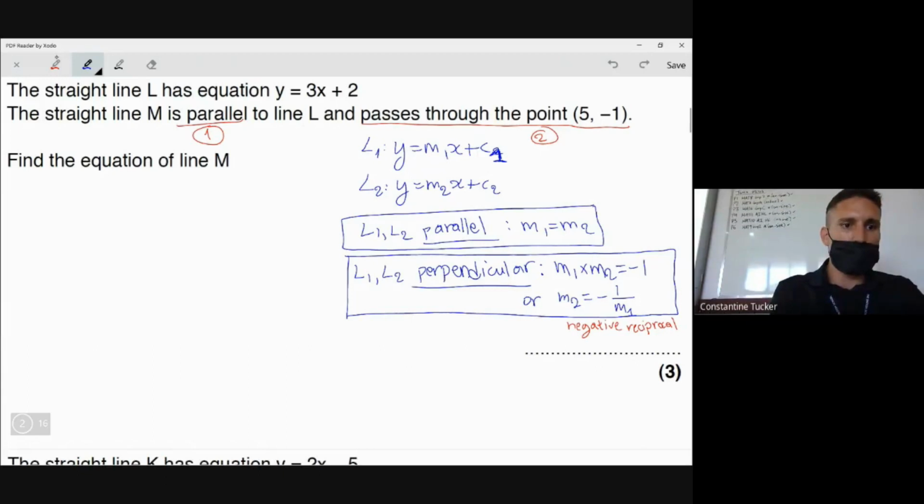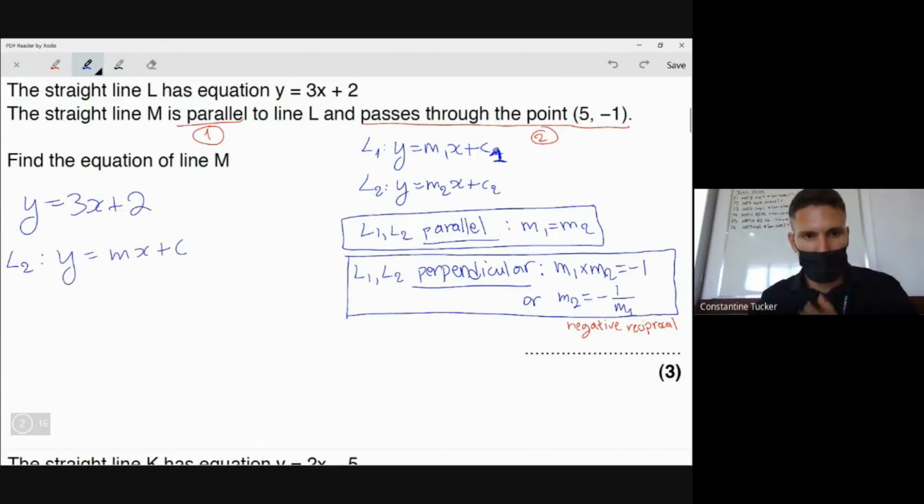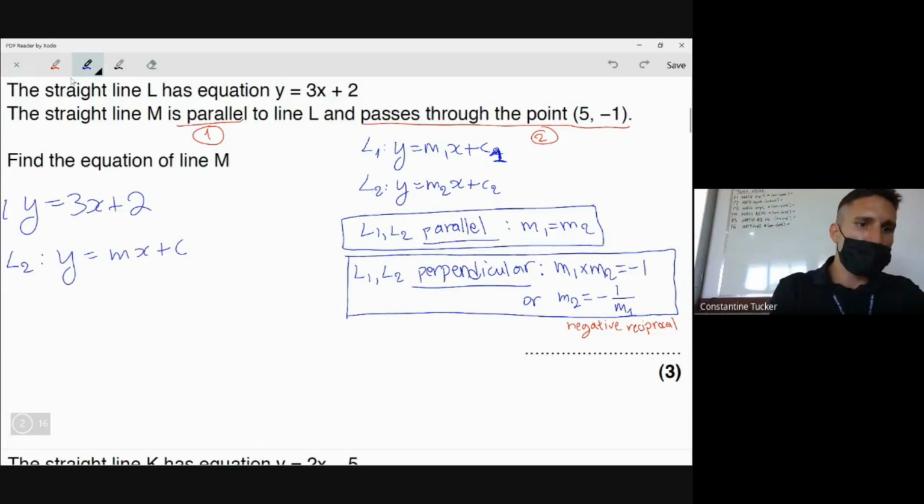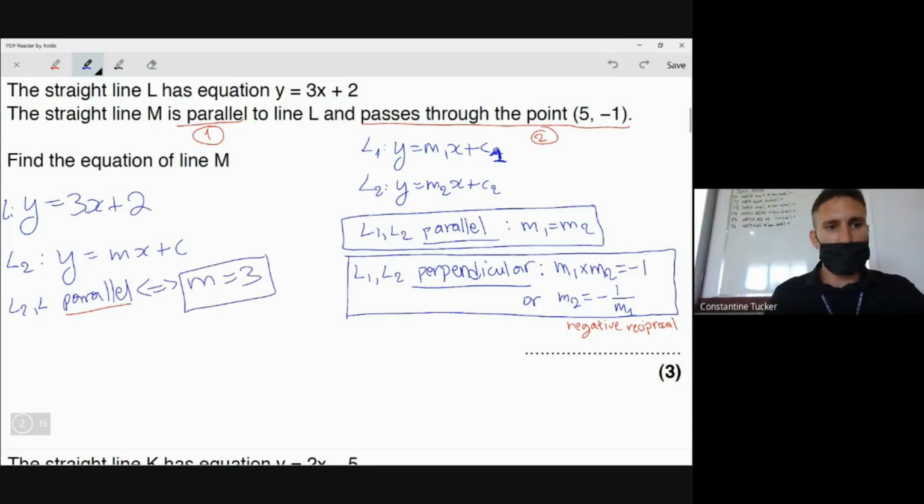So let's see. They've given us that y is equal to 3x plus 2. We have another line, let's call it L2, which has equation y is equal to mx plus c. But we don't really know this yet. But what do we know? Well, we know that this line is parallel to the original. So the original is L. So we know that L2 and L are parallel. So using our theory, that means that the gradient is going to be equal to 3 because that gradient is equal to 3. So the other one must have the same gradient since they're parallel.